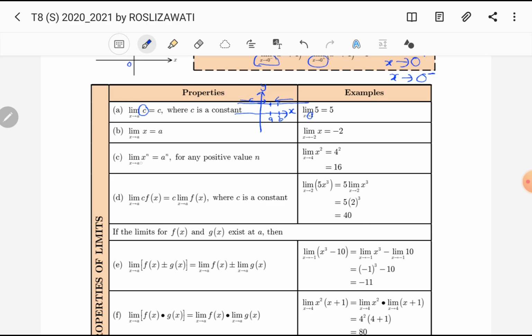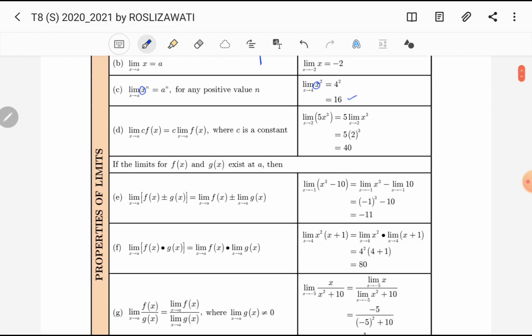Okay, next. Limit x as x approaches a equals to a. Next, limit x power of n as x approaches a equals a power of n. So we substitute x with a. Okay, so example here, limit x squared, we replace x with 4. So we will get 4 squared equal to 16.